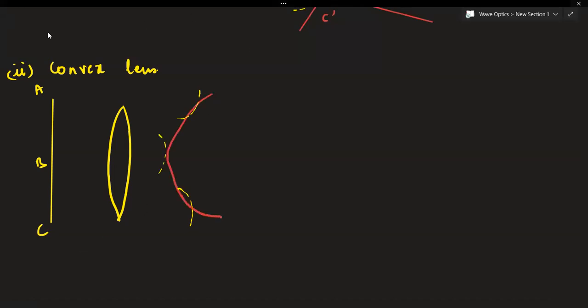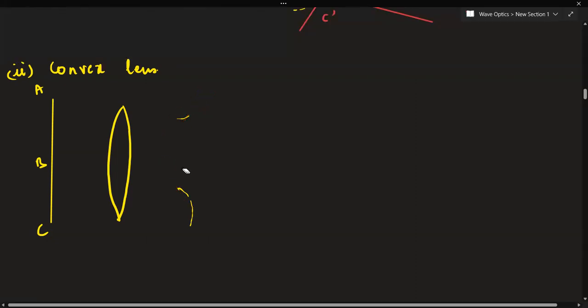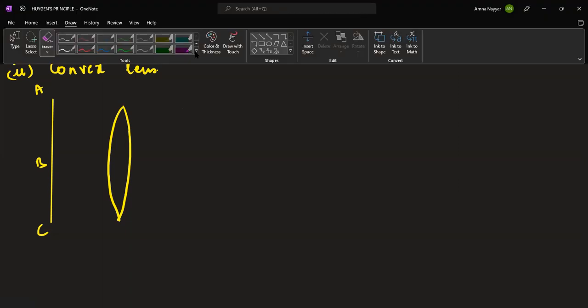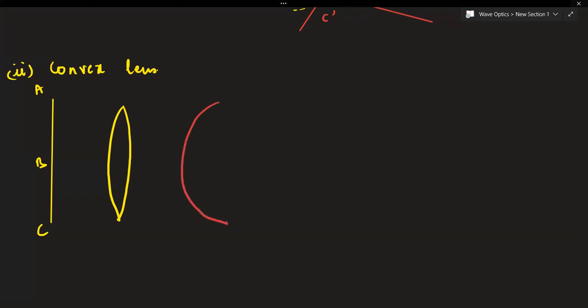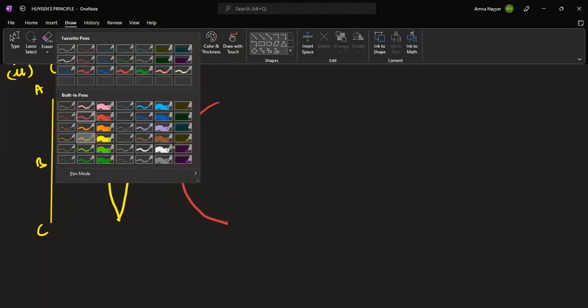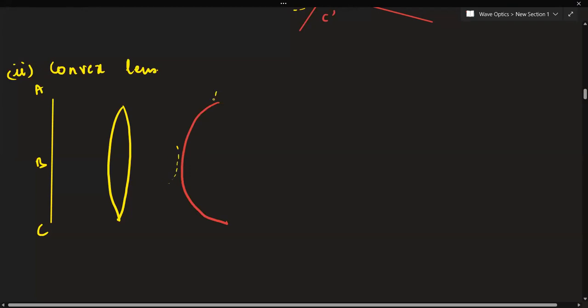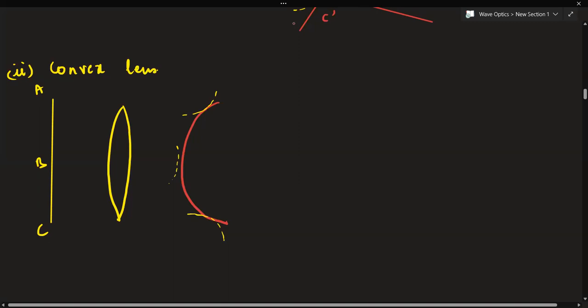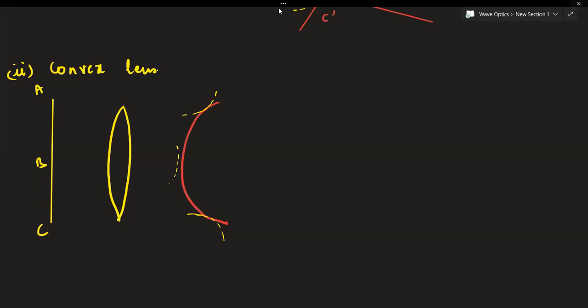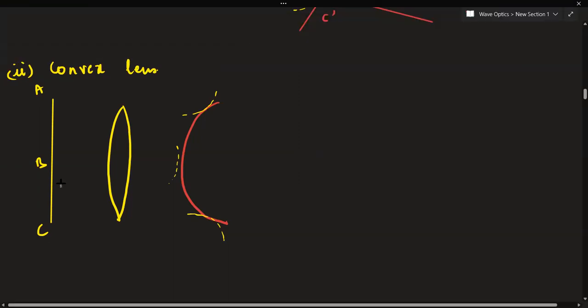So this, I'll draw it again because the lines are not matched. So for B, it would have been over here. For A, it would have been over here. And for C, it would have been over here. So this kind of wavefront angle.